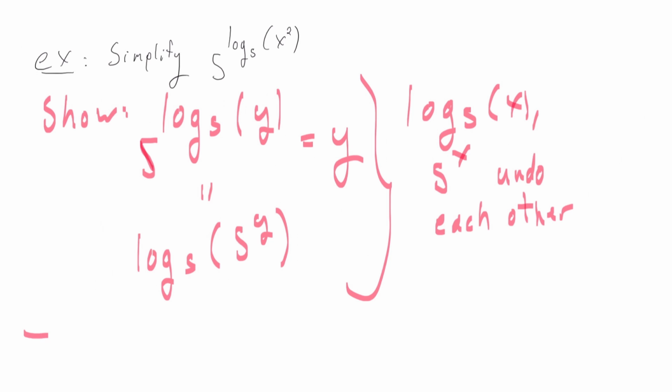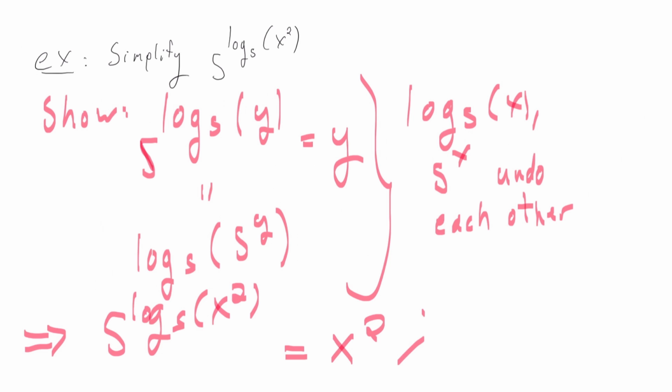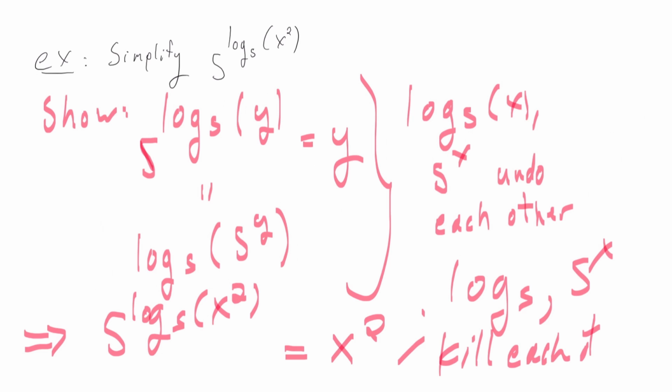But what this tells us is that 5 to the log base 5 of x squared is just x squared, right? The log and 5 to the x kill each other off. So I'm just left with x squared. This is another important property of logarithms: they undo exponentials. We'll see that even more clearly if we look at the properties that logarithms satisfy. They're in some sense analogous to the properties that exponentials satisfy, which further reinforces the idea that they undo each other.